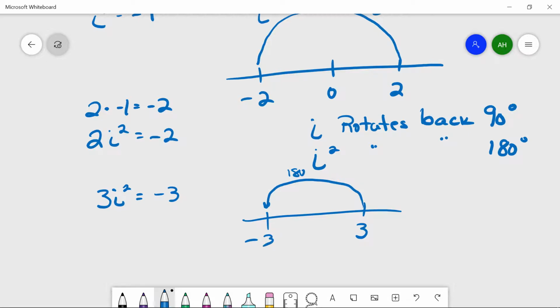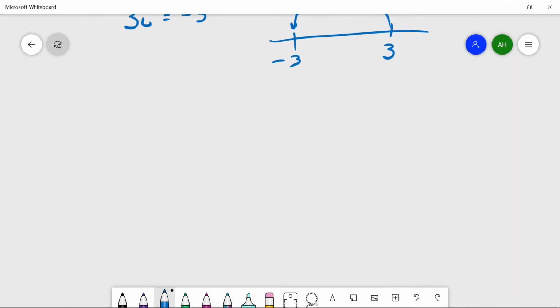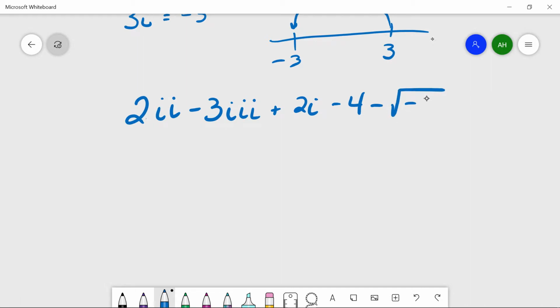All right, you'll potentially get further in that depending upon where you wind up going in your mathematics. You'll look at that. Okay, but for us right now, we're just going to look at things like this. So I'm going to have not 3, I'm going to have 2i squared minus 3i squared plus 2i minus 4 minus, or the square root of negative 4.